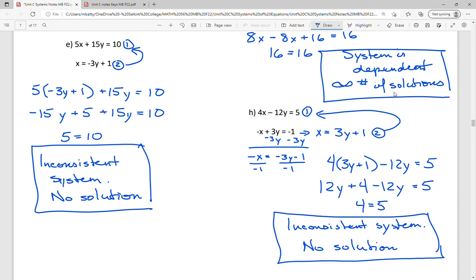They may look super different. If I were to put them in mx plus b form or put them on the graph, I can see that they share a slope. And so that is really why they would never intersect and there would be no solution. The next section of notes is going to give us another algebraic approach to solving these, and we're going to stay with these three options of consistent, dependent, and inconsistent.